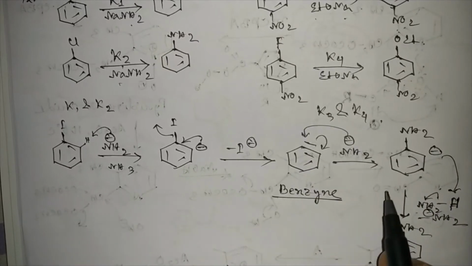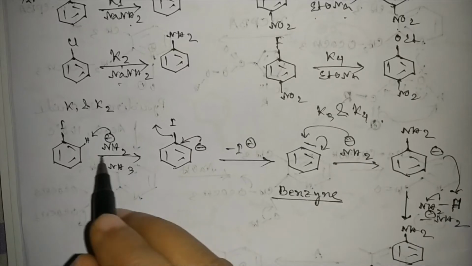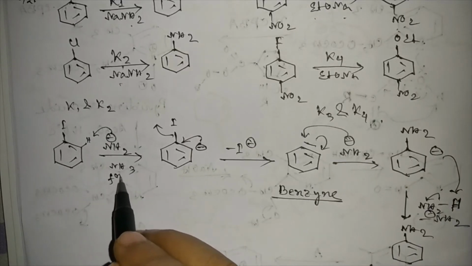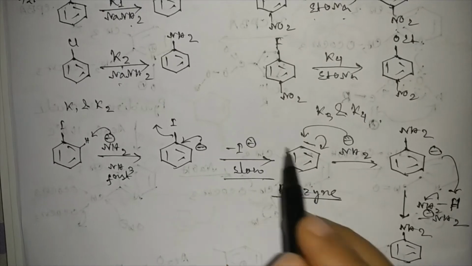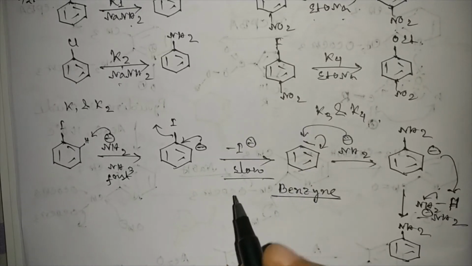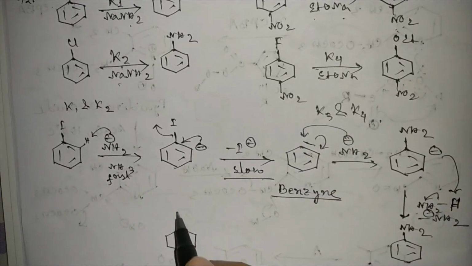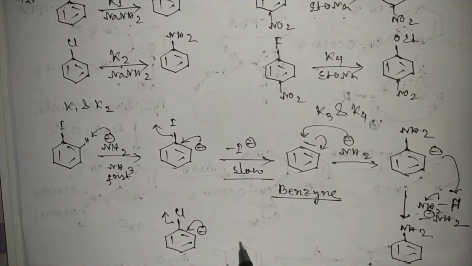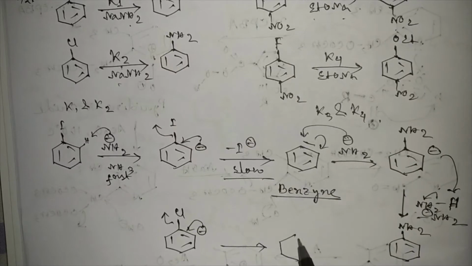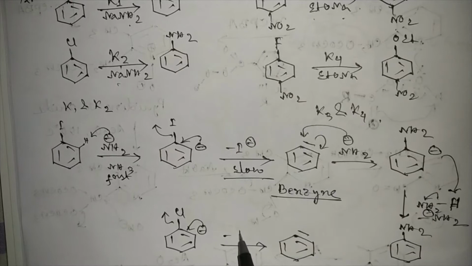Now in this mechanism, this is the first step and this is the slow step. So this is the slow step of this reaction. Similarly, for the other reaction, it will be Cl. So Cl will be removed and an aryne intermediate, the benzyne intermediate, will form. So this is the slow step of this reaction.